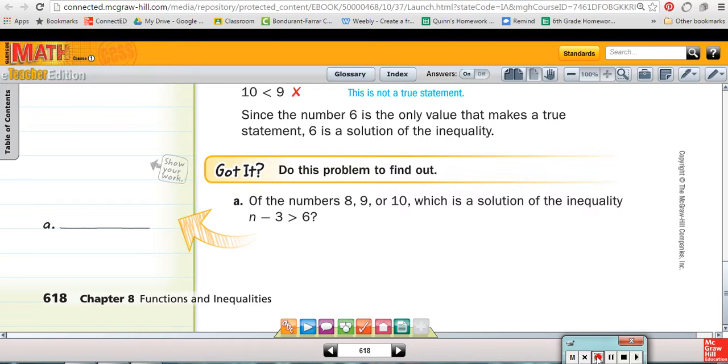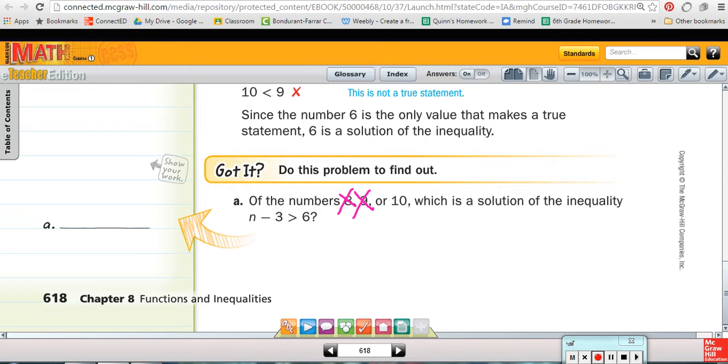Alright, let's take a look. Let's substitute. If I put 8 in, what's 8 minus 3? Is 5 greater than 6? No. That does not work, so 8 will not work. If I substitute 9, 9 minus 3 is? 6. Is 6 greater than 6? Nope. So 9 won't work as a possible solution.